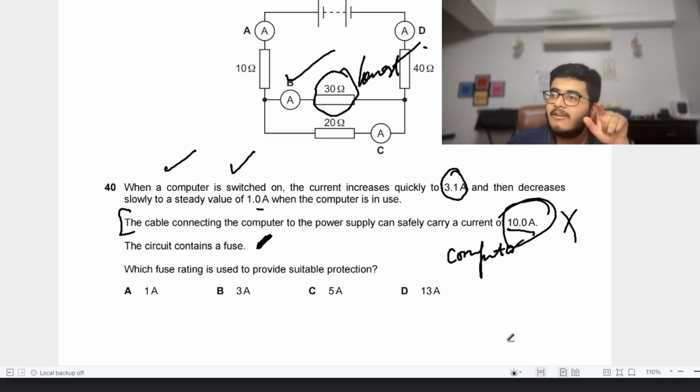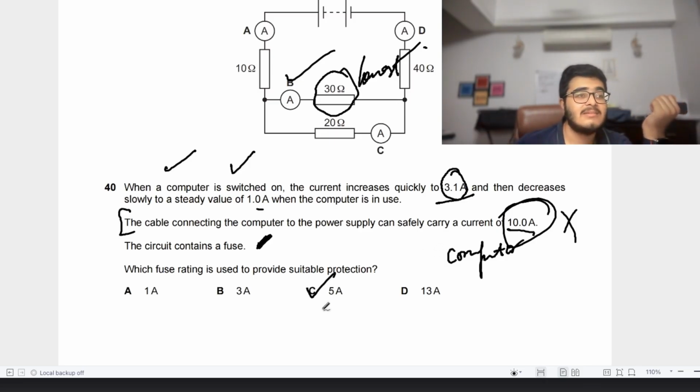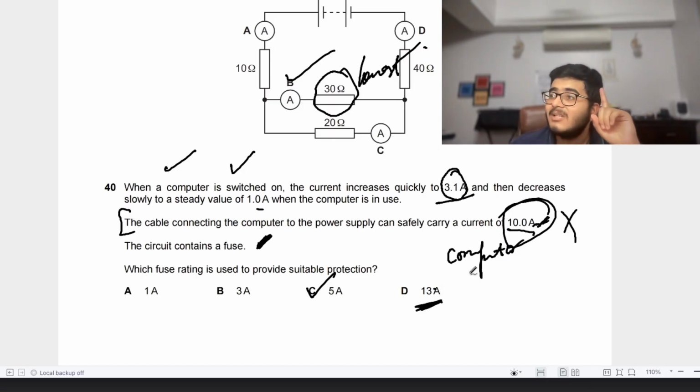We all know that fuse rating is slightly above what the circuit can handle, or what the appliance can handle. We can see that this is 3.1 amperes. So slightly above can be 4 amperes or maybe 5 amperes. The correct answer is C. A lot of students would have chosen 13 amperes here because of this 10 amperes thing, but they're not talking about the cable, they're talking about the computer system.